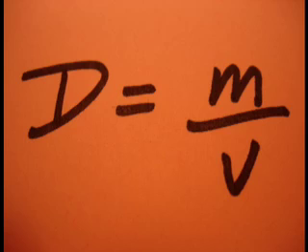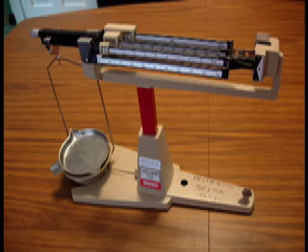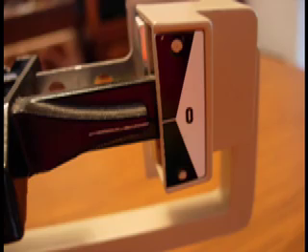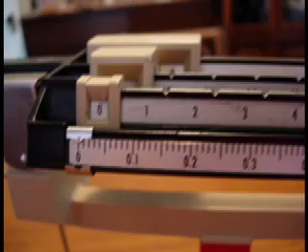Today we're going to look at density. Density is mass divided by volume. We're going to find mass using a 4-beam balance. The first thing we will do is zero in the balance. We move all of the weights to zero and make sure that it balances in at zero.